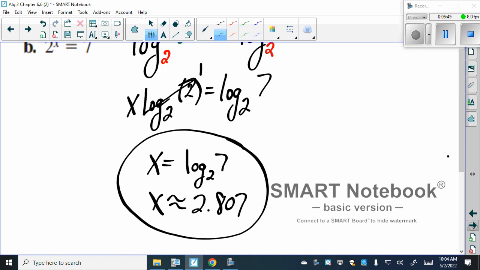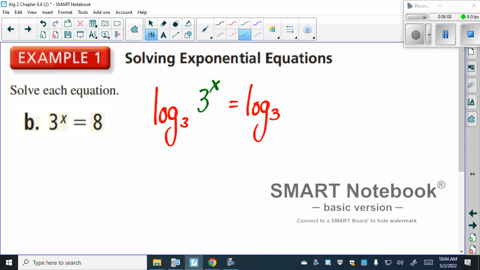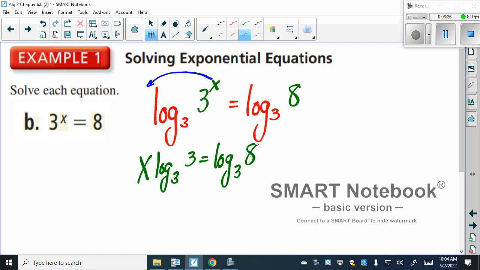All right, let's look at the next one. 3 to the x equals 8. So we're wanting to solve for the value of x. And again, just like the last one, we're going to need to use logs. So what log are we going to apply to both sides? Log base 3 of our 3 to the x and 8. According to our power property, the x can come out front, telling us that we have x times log base 3 of 3 equals log base 3 of 8.